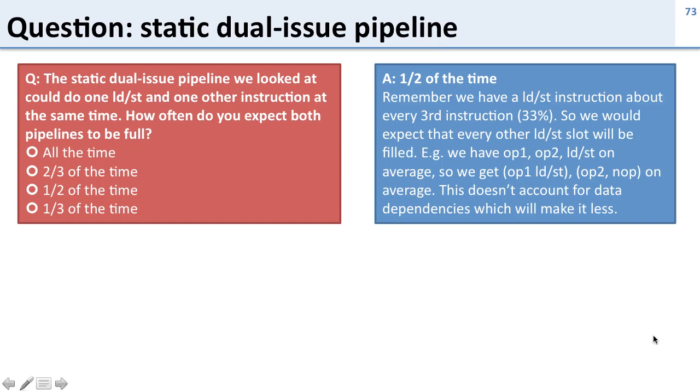So for example, if we look at what we have here, we have op1, op2, and a load store. That's a third of the instructions being load store. Then we get op1 in a load store and op2 in a no op. So of course, this doesn't take into account data dependencies and other issues with load stores, which may mean we actually have less than that.